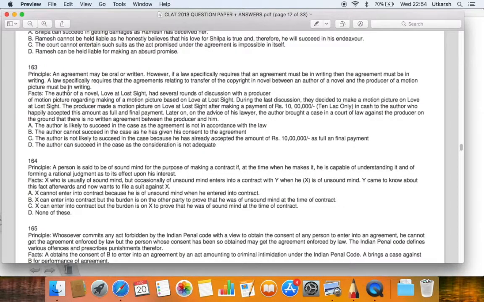All right, so let's look at the facts. The author of a novel has had several rounds of discussion with the producer of a motion picture regarding making a motion picture based on Love at Lost Sight. During the last discussion, they decided to make a motion picture on Love at Lost Sight. The producer made the motion picture after making a payment of rupees 10 lakh in cash to the author, who happily accepted the amount as full and final payment.